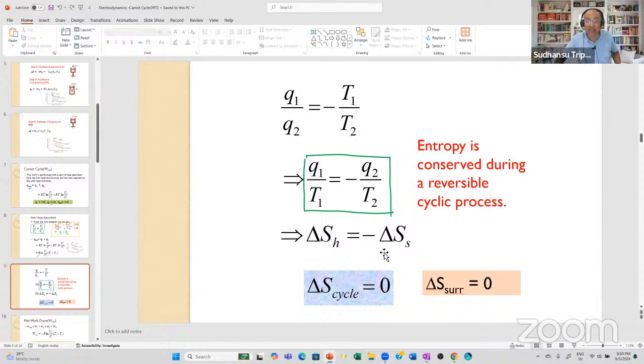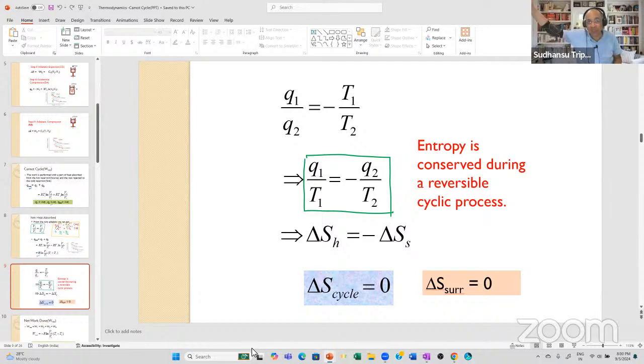So in the net cycle, the entropy change is zero. Whatever is being gained, same is being lost. So in the cyclic process, the system as a whole during a process, there is no change in entropy, and in the surrounding also there is no change in entropy.